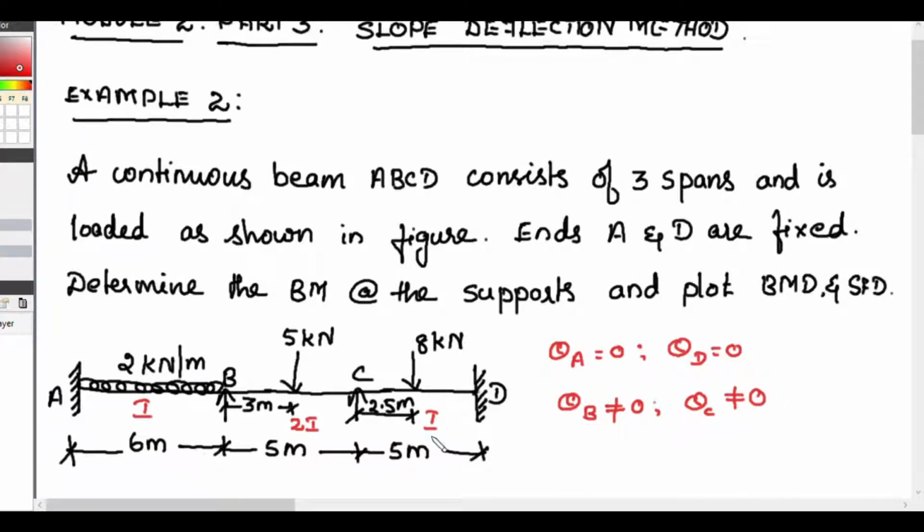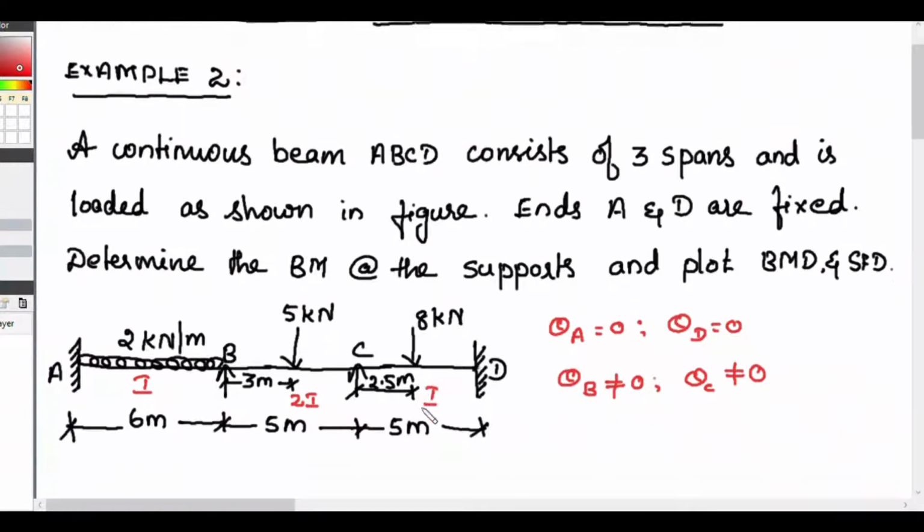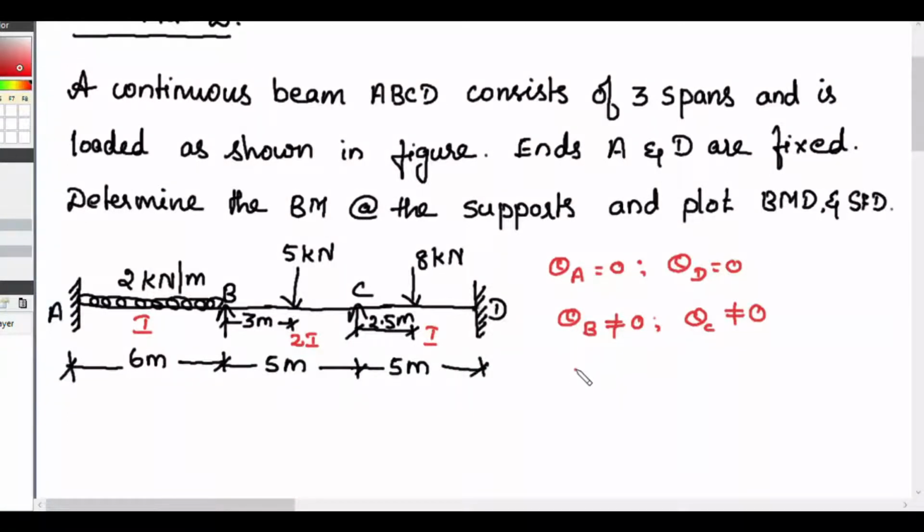That means for this problem, when you are considering the joints, the degree of kinematic indeterminacy is equal to 2. So you have one rotation at B and one rotation at C as the unknowns. So we know kinematic indeterminacy is nothing but the number of independent displacement coordinates. So here the independent displacement coordinates are the rotation at B and rotation at C. So kinematic indeterminacy is equal to 2 for this particular problem.